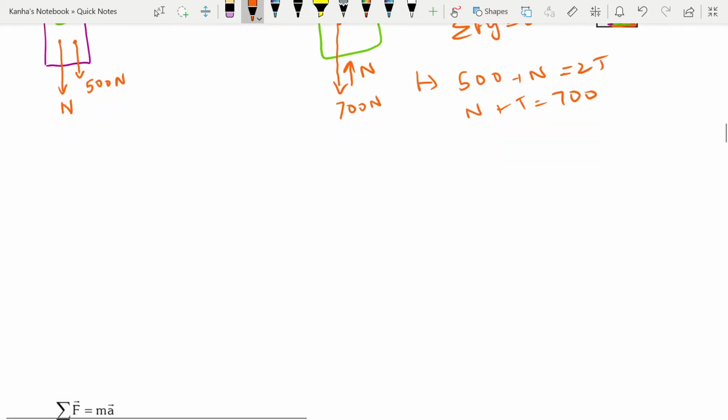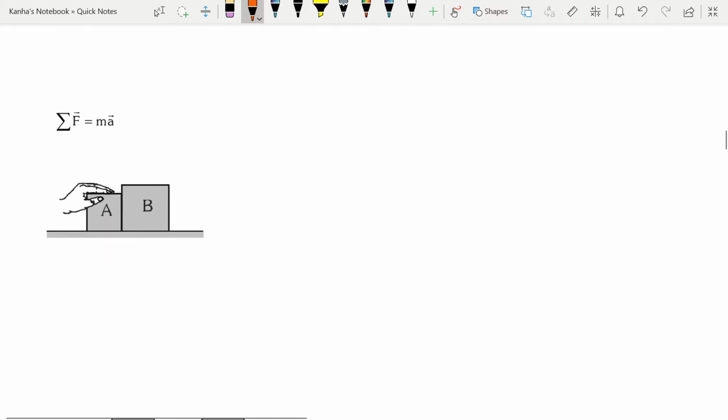Let's quickly move to the next section. Now we'll consider cases of accelerated motion. Accelerated motion means the net system is moving with some acceleration a. Now let's start to make the free body diagrams for this. There are two blocks A and B, and we have to make the free body diagrams for both and then try to find the equations of motion for both.